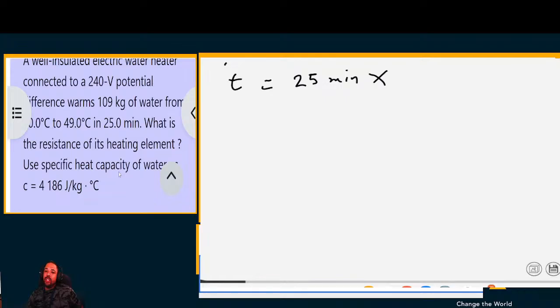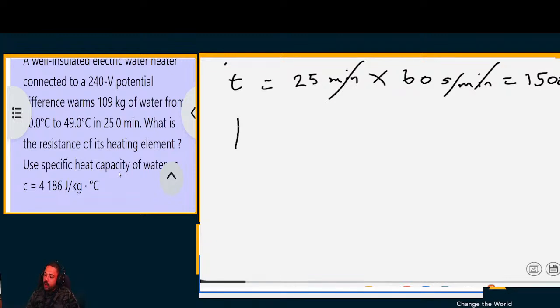But we want it in seconds, because when we calculate power, we use seconds, and it's the SI unit for time. So 25 minutes, and how many seconds in 1 minute? There are 60 seconds per minute. Minutes will cancel. 25 times 60 gives an answer of 1,500 seconds, or 1.5 times 10 to the 3 seconds. So there are 1,500 seconds in 25 minutes.